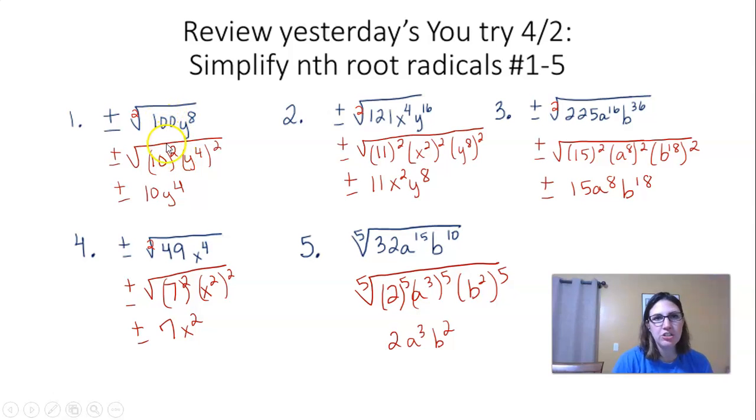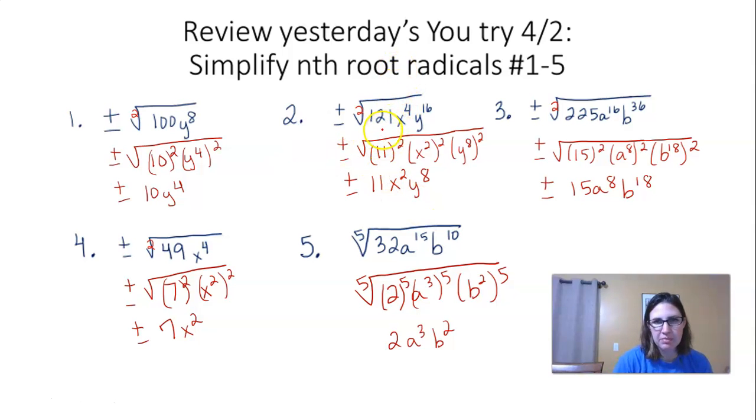You know that 100 is the same as 10 squared, right? You know that y to the 4th squared is the same as y to the 8th. So you're just rewriting everything with a power of 2. You're not changing the value of it. You're just rewriting it so you can simplify it out and get rid of the radical symbol. You're like de-radicaling it. It's a weird thing to say.